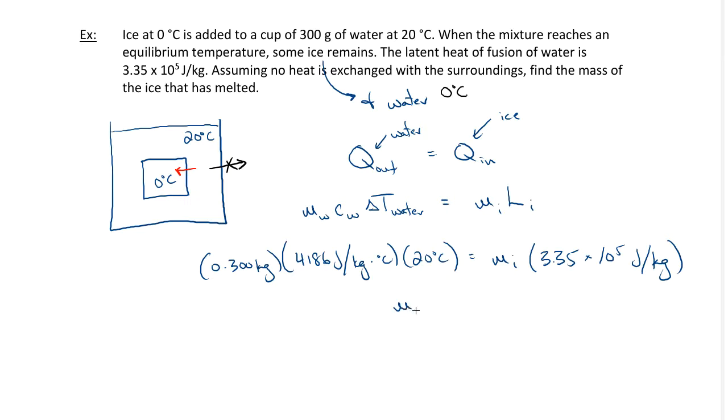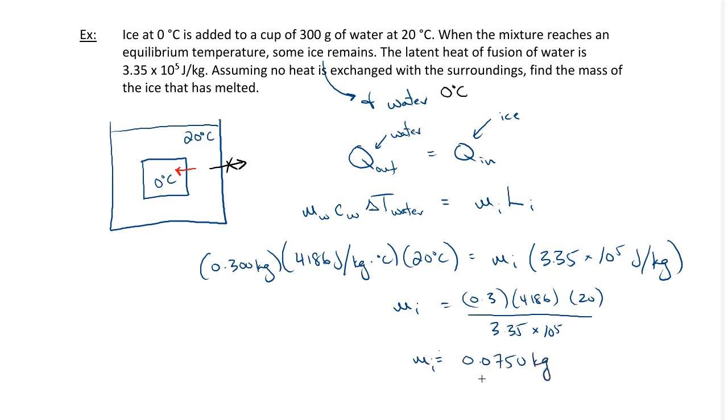And when we solve for m, we get 0.3 times 4,186 times 20 divided by 3.3 times 10 to the 5, or approximately 0.0750 kilograms, or 75 grams. So that's an introduction to a calorimetry problem involving a change of phase and latent heat of fusion.